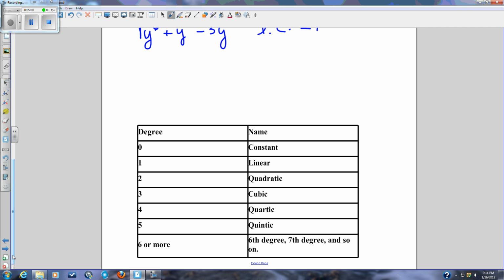We have special names for polynomials of different degrees. If a polynomial has degree 0, it's called a constant. If it's degree 1, it's linear. Degree 2 is quadratic. Degree 3 is cubic. Degree 4 is quartic. Degree 5 is quintic. And if it has degree 6 or more, we use 6th degree, 7th degree, and so on. There are no other special names.